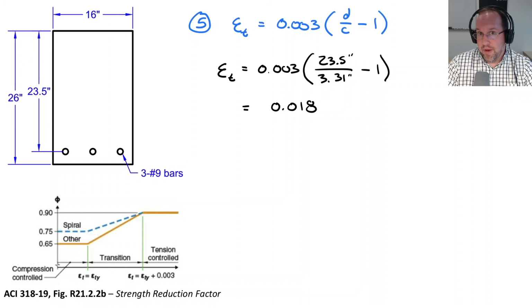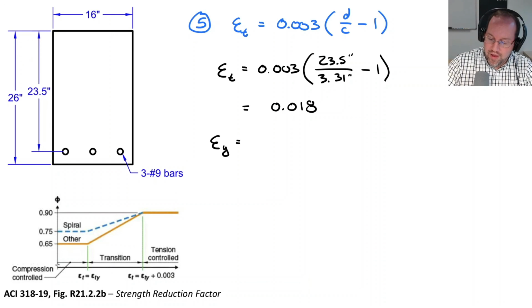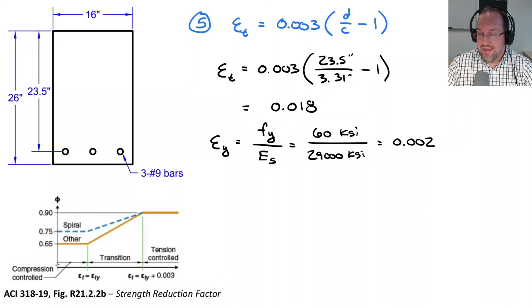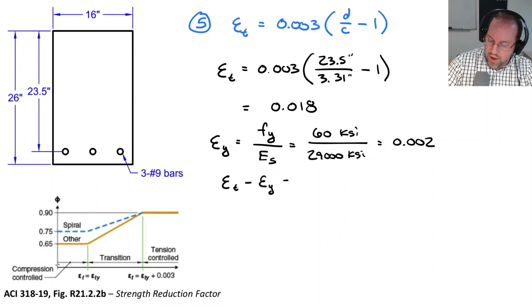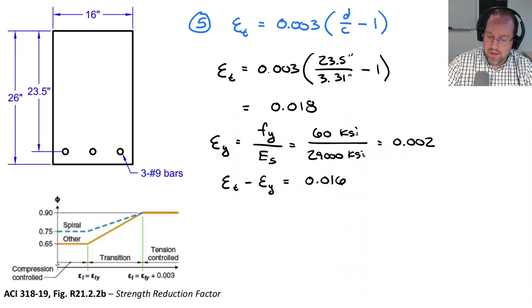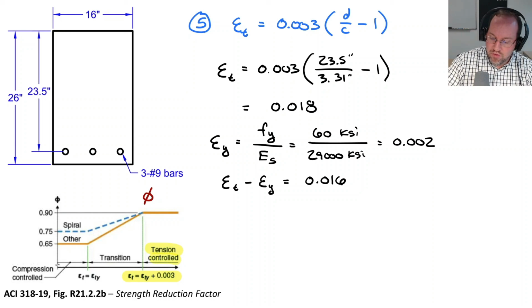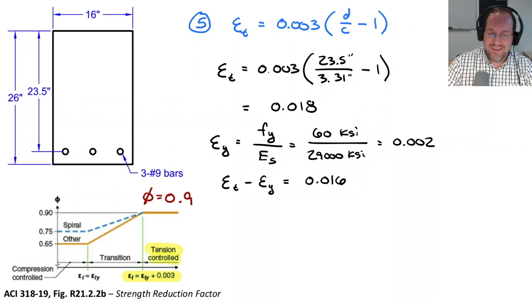0.018. Now I want to compare that strain to my yielding strain, and that is the yield stress divided by the modulus. And so I have 60 ksi steel. The modulus of steel is always 29,000 ksi. So if we divide those two numbers, we find that this is 0.002. So first of all, we see that yes, we yielded this thing long ago, and that the difference epsilon t minus epsilon y is about 0.016. That puts me well into the tension-controlled region because all I need is a buffer of 0.003, and I have about 5 times that. So therefore, my phi factor that I'll be using for this design gets to be 0.9.